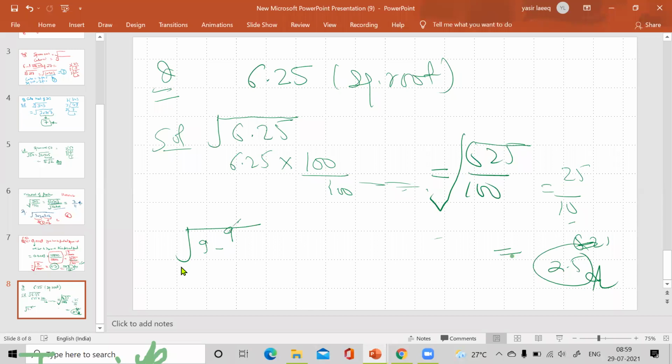9 minus under root 25. So you solve one part, this one first, and then the other one. Is it clear? Yes, sir.